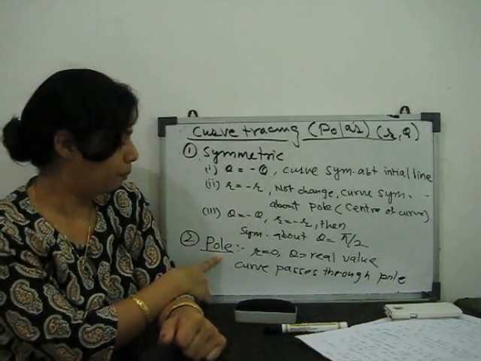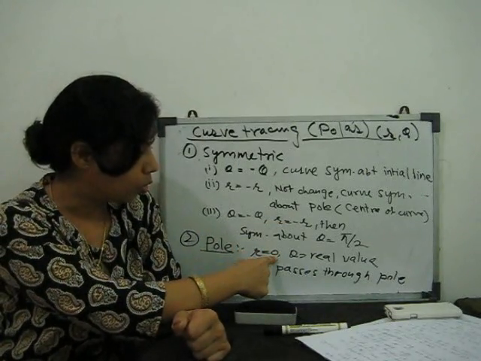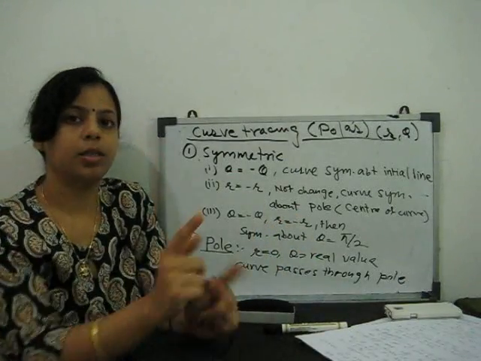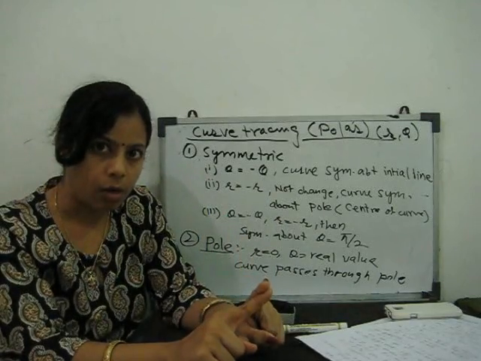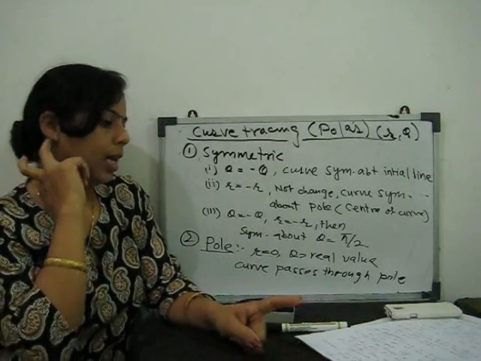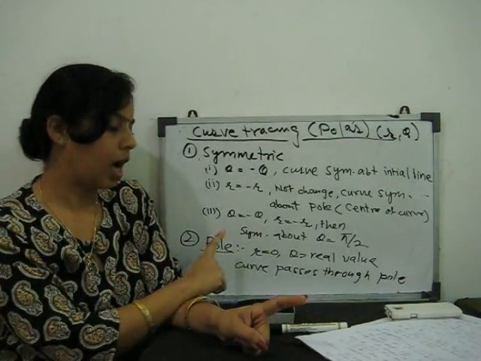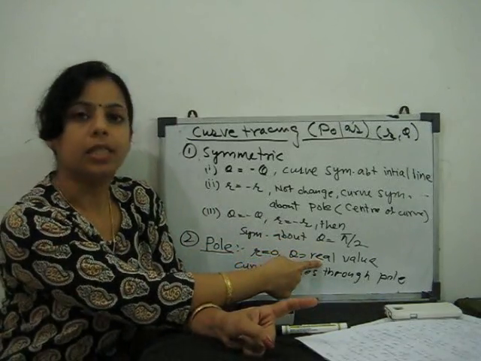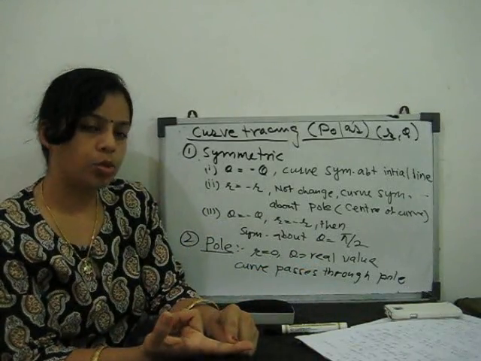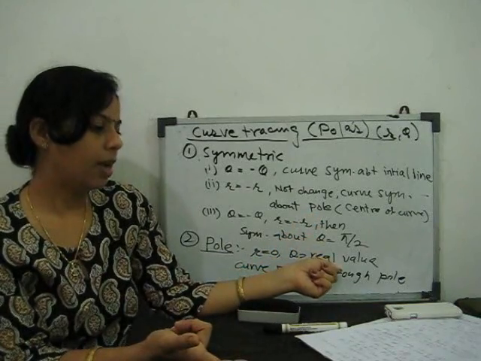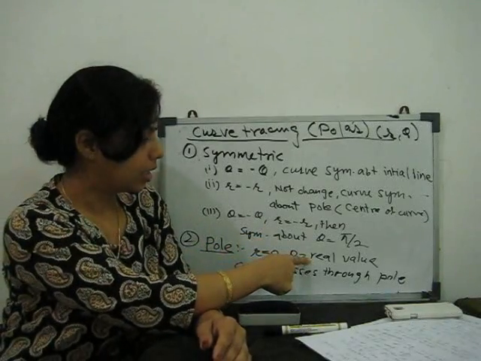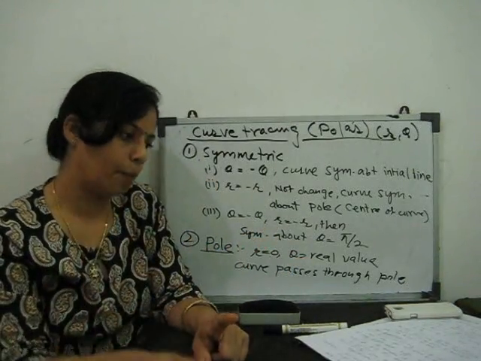Next is to find if the curve passes through the pole. If we put r equal to 0 and theta gives some real value, then the curve passes through its pole, the center of the curve. Otherwise, if theta is imaginary, the curve does not pass through its pole. Also, if r is equal to 0 and theta gives a real value, then we have one tangent at the pole.